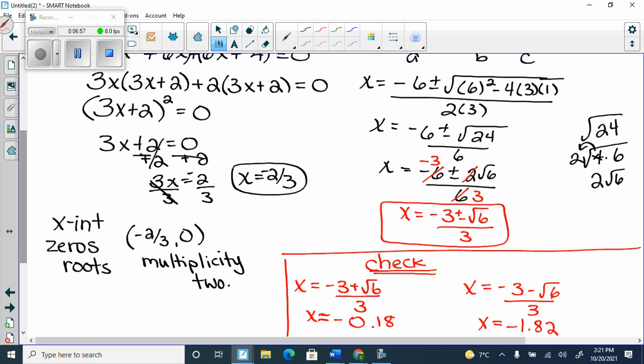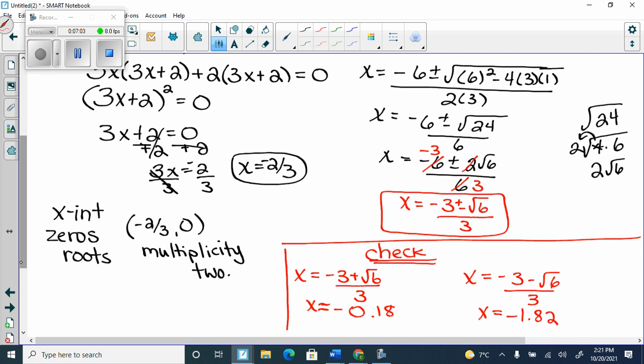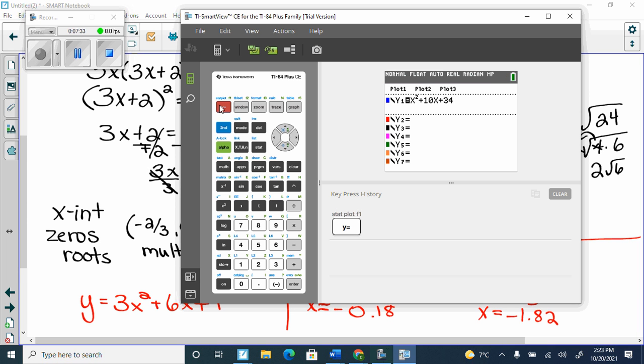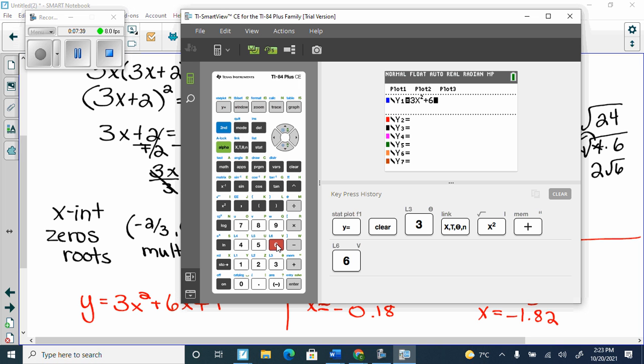type your equation into your y equals. What was the equation again? 3x squared plus 6x plus 1. Type that into your y equals. You have it in your y equals? And try and find the zeros. Go. Second trace 0, left bound, right bound, enter. Everyone doing it. So we're typing in 3x squared plus 6x plus 1.